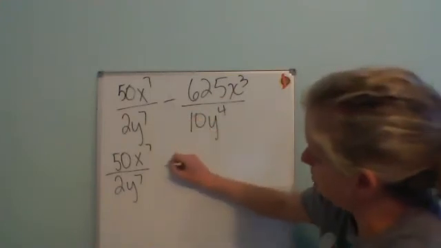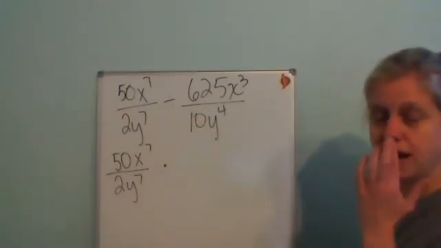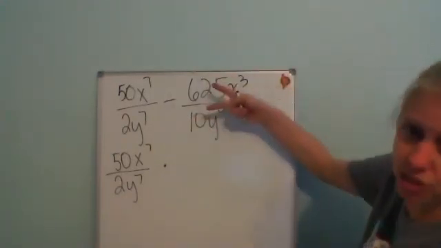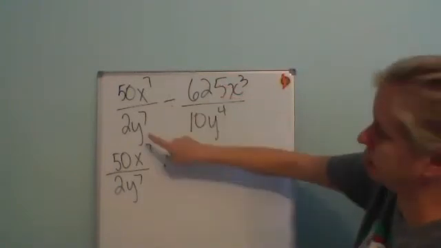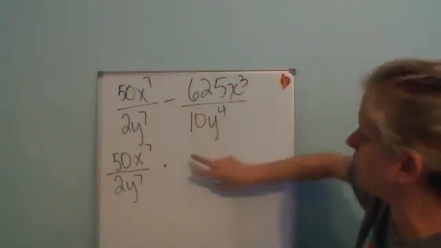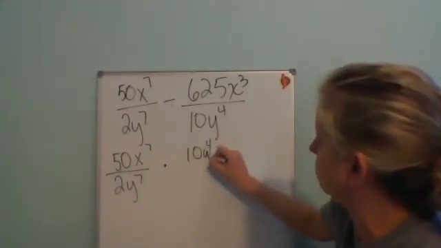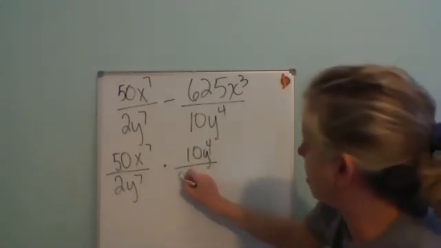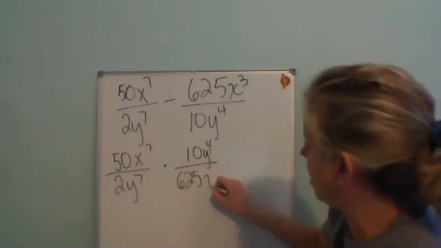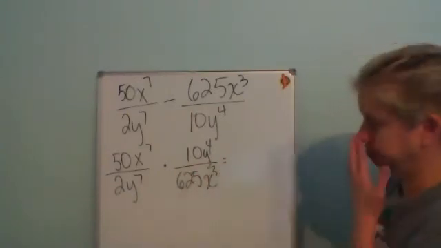Now I'm going to turn that division into a multiplication symbol and then flip the second fraction. So that's going to turn this division into multiply by the reciprocal. So up top, I'm going to have 10y to the 4th. And in the bottom, I've got 625x to the 3rd.